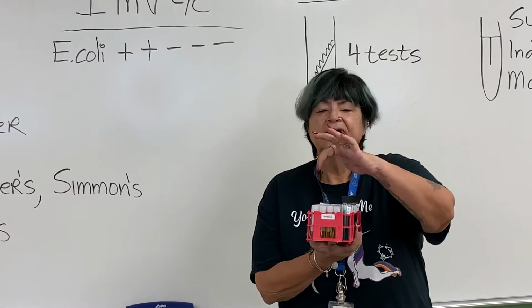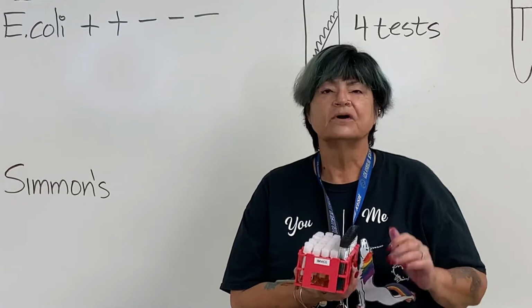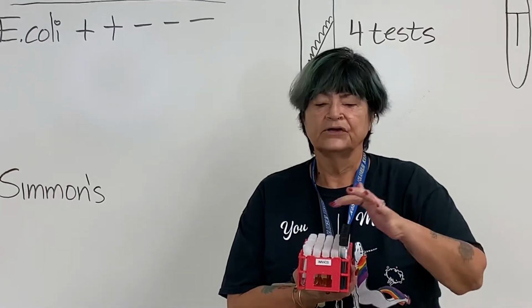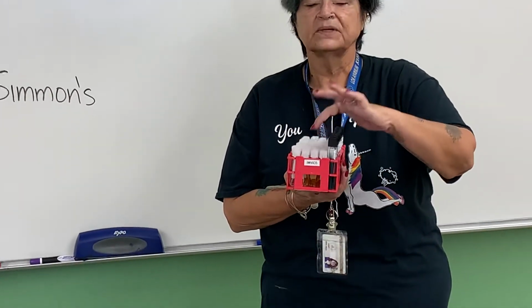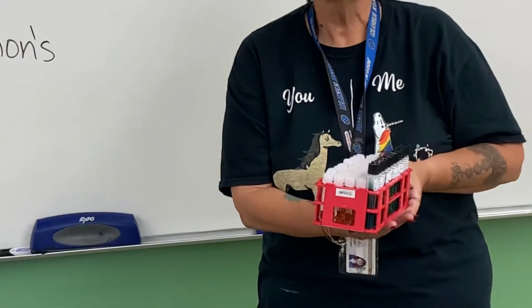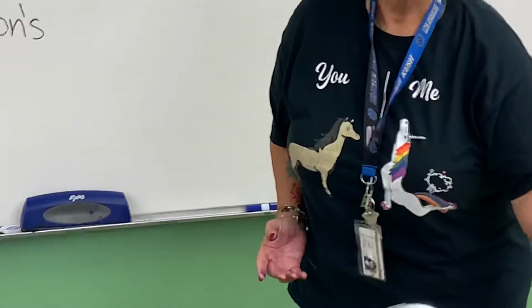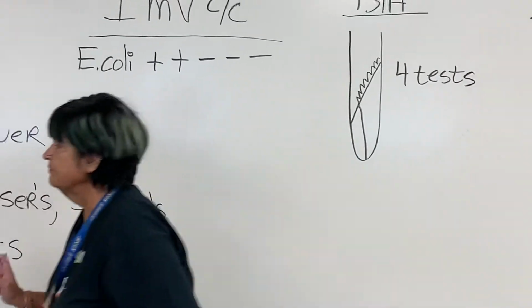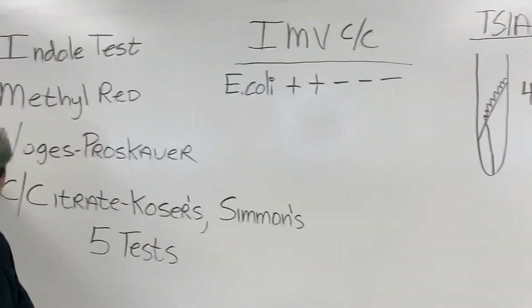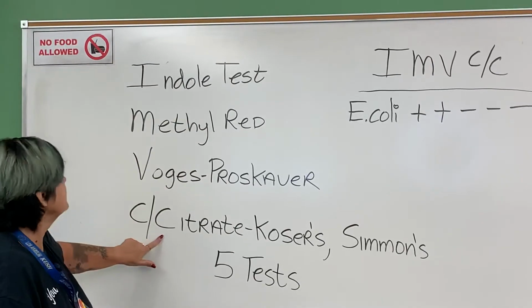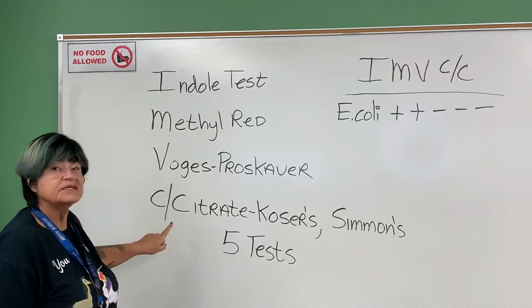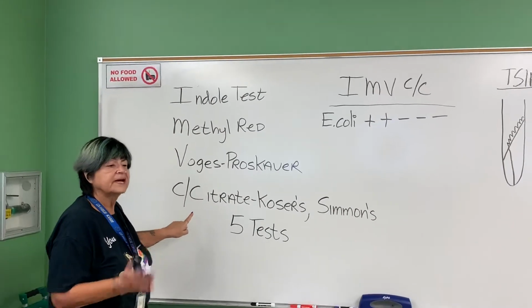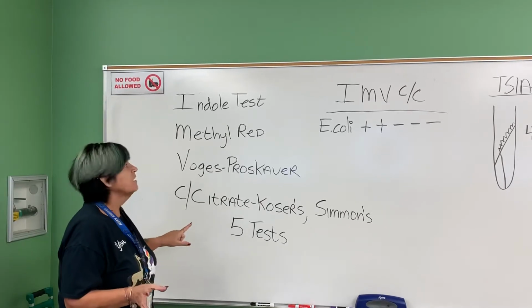You're going to be adding your bacteria, whichever you want, like let's say E. coli. All you're going to do today is add E. coli to each of the tubes, and then next week you're going to do the testing. So the letters IMVIC, those are the initials for the tests that you're going to do next time. So today you're just inoculating.